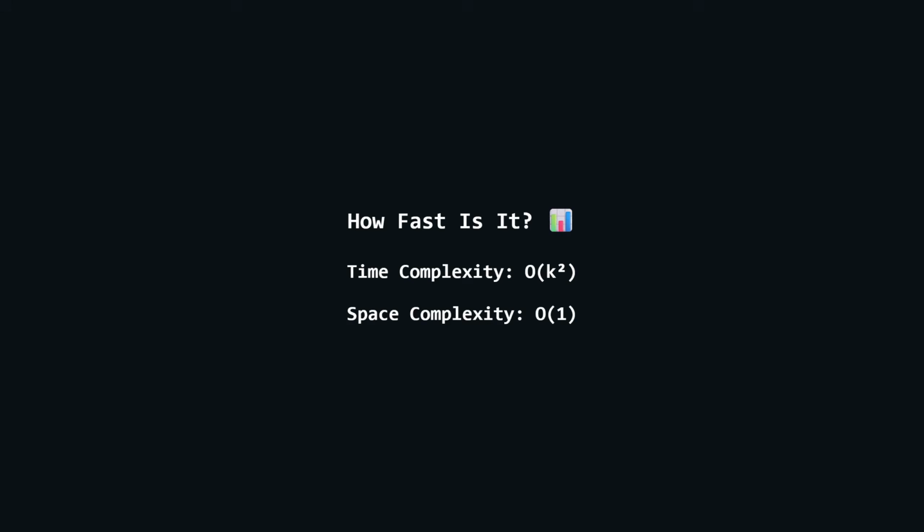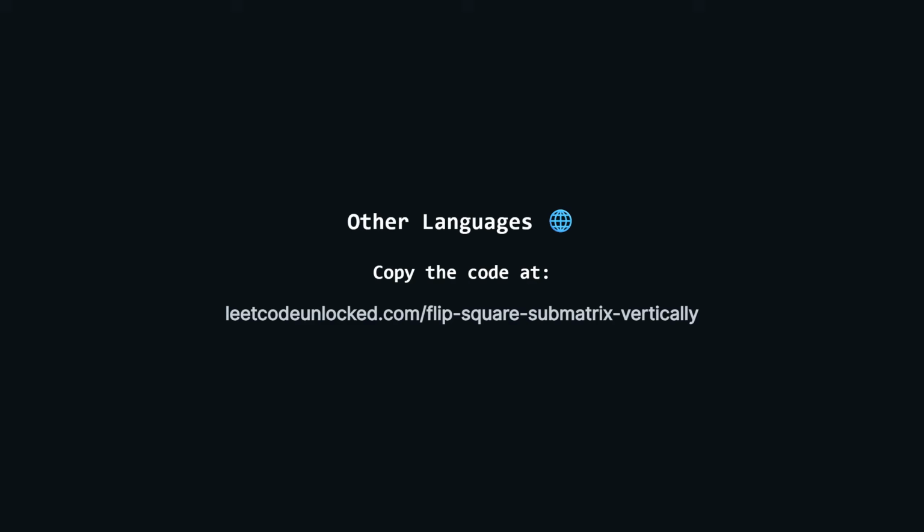Let's talk about efficiency. The time complexity is big O of k squared. This is because we only process the elements inside our target square, and that square has k rows and k columns. We don't touch the rest of the grid. The space complexity is order 1, since we just swap values directly on the board, without needing to create any extra lists or grids in memory. Alright, that covers the Python solution.